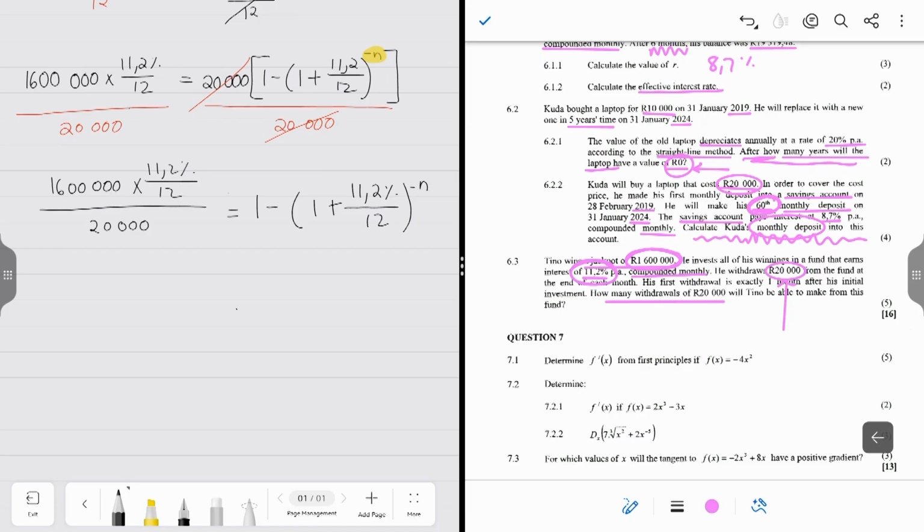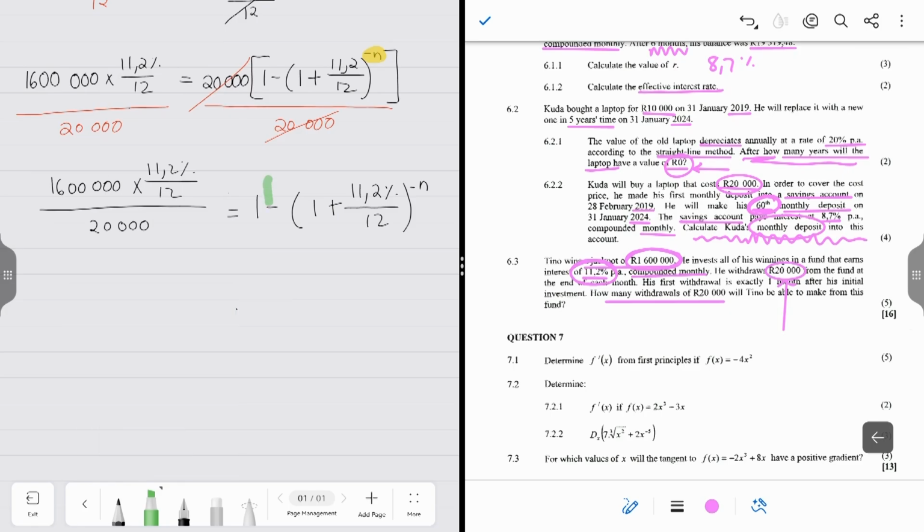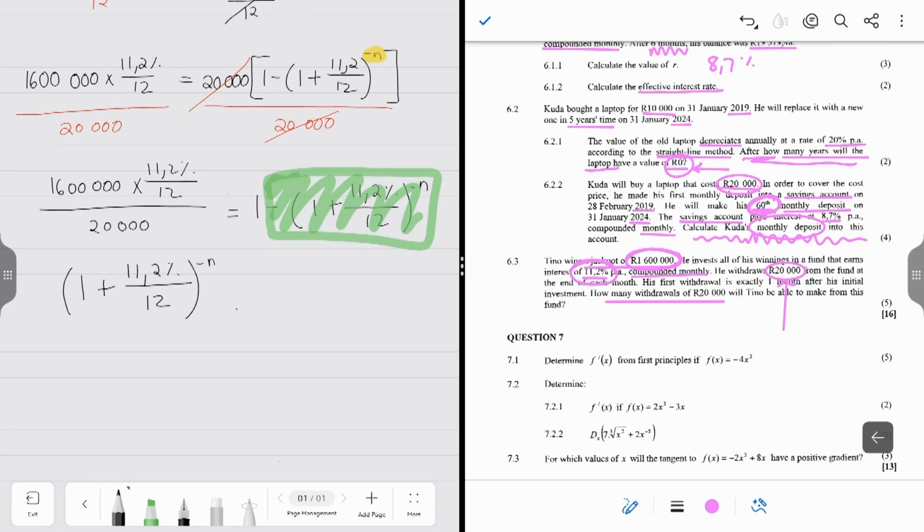Now, the best thing I can suggest for you guys is to not get confused and to take this whole term to the left-hand side. It's a negative term, right? I'm going to take it to the left-hand side, it's a minus bracket, and what's going to happen is the sign is going to change. So it's going to become positive, right? 1 plus 11.2% all over 12 to the negative n.